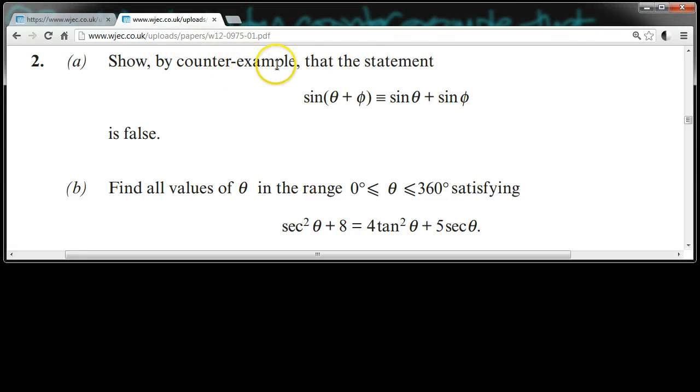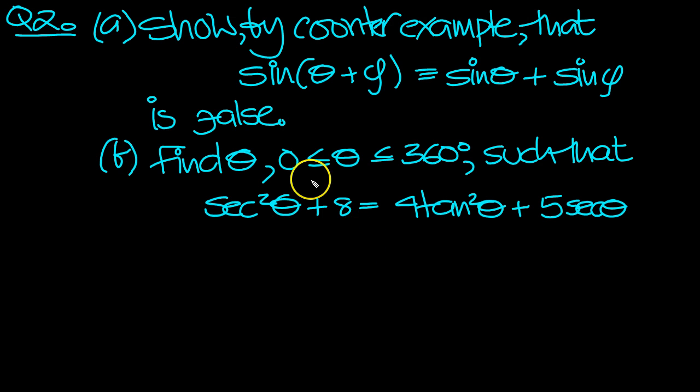Show by counterexample that the statement sine(theta plus phi) is equivalent to sine theta plus sine phi is false. Find all the values of theta in the range 0 to 360 degrees satisfying sec squared theta plus 8 equals 4 tan squared theta plus 5 sec theta. So let's have a little look at this question then. I've summarized it here.